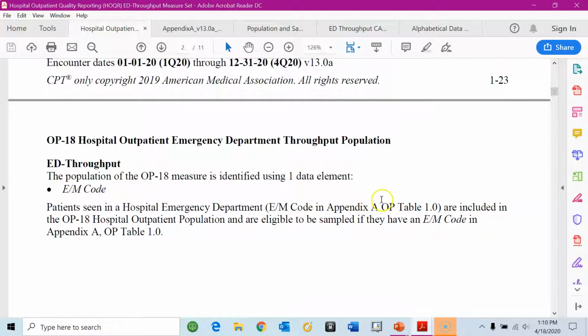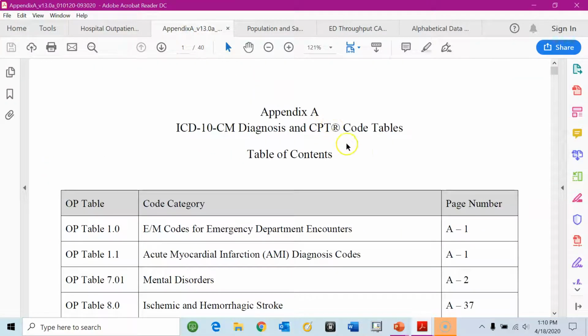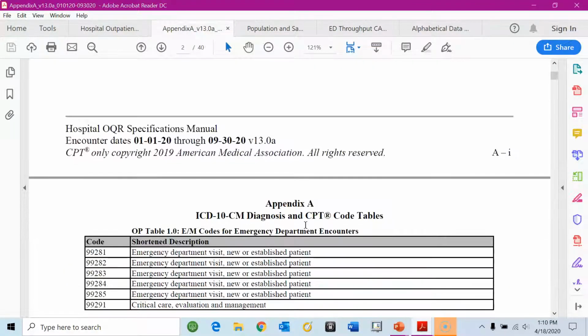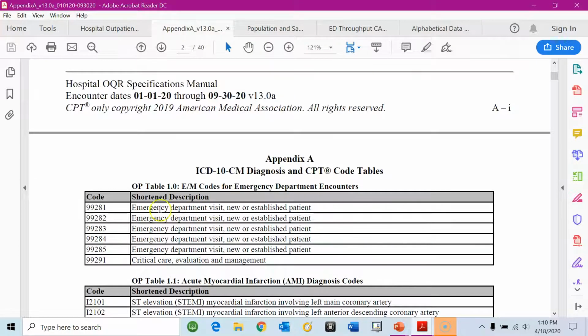So they just have to have an E&M code, and where you find that is in the specifications manual, in Appendix A, the E&M codes. Every patient seen in the ED has an E&M code. If it's one of these codes, then they would be eligible for the population. It doesn't matter where they were transferred to or where they were discharged to, except they're not included if they're direct admits to your facility.